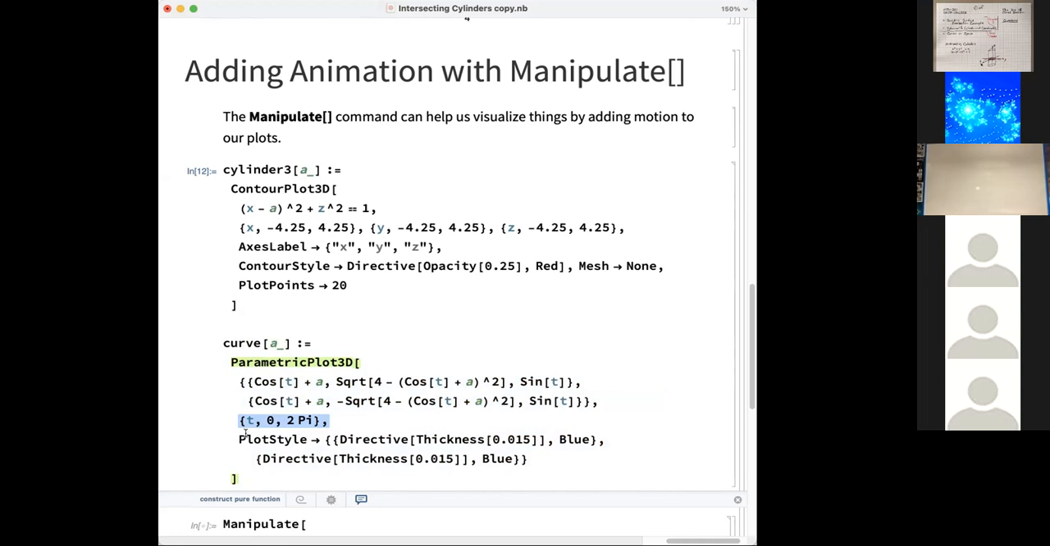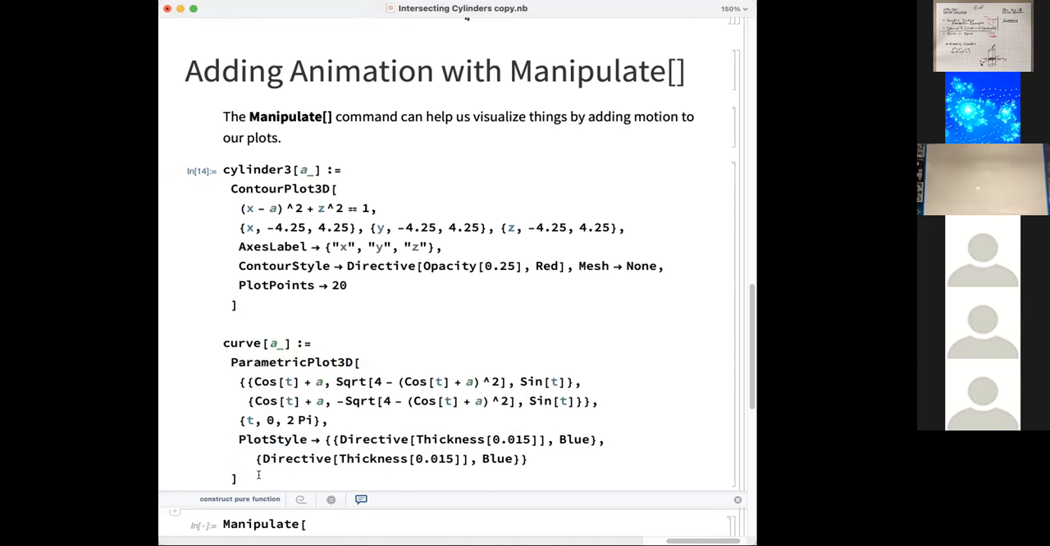So the plot style, it's a parametric plot, not a contour plot. So I call plot style and I give it the instructions. Draw this blue and this thick. The thickness here is not measured in linear units on a ruler, but it's measured in pixel units. So you can experiment with this. Notice this is colon equals. So when I hit shift return on both of these, I see no results, because I'm just defining functions.